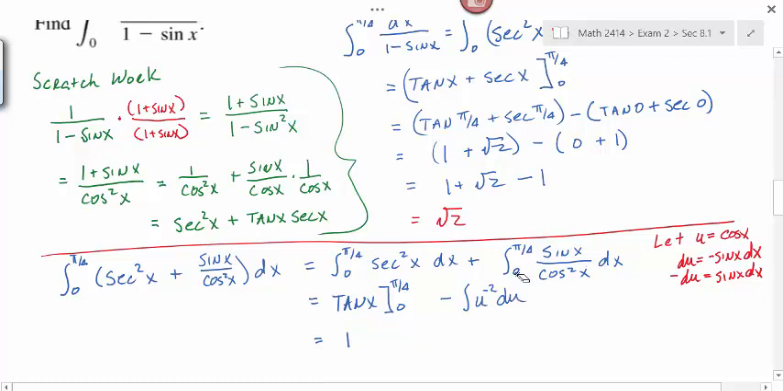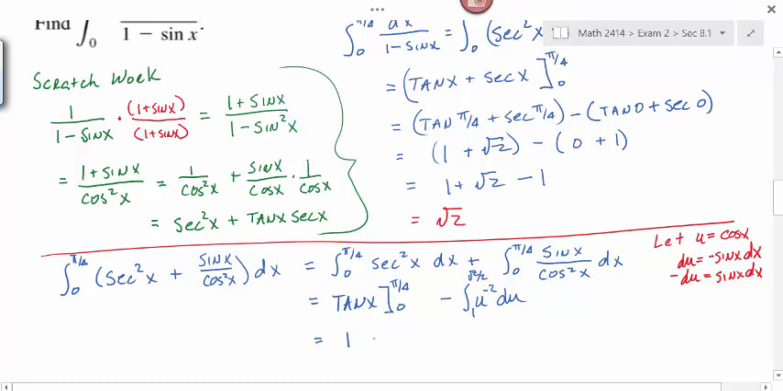Do I leave these bounds the same when I switch to u? No, I'm going to change them. That way I don't have to go back to the original variable of x. My new lower bound: the old lower bound is 0. Cosine 0 is 1. The old upper bound was pi over 4. What's cosine of pi over 4? Square root of 2 over 2. So these will be my new bounds for u.